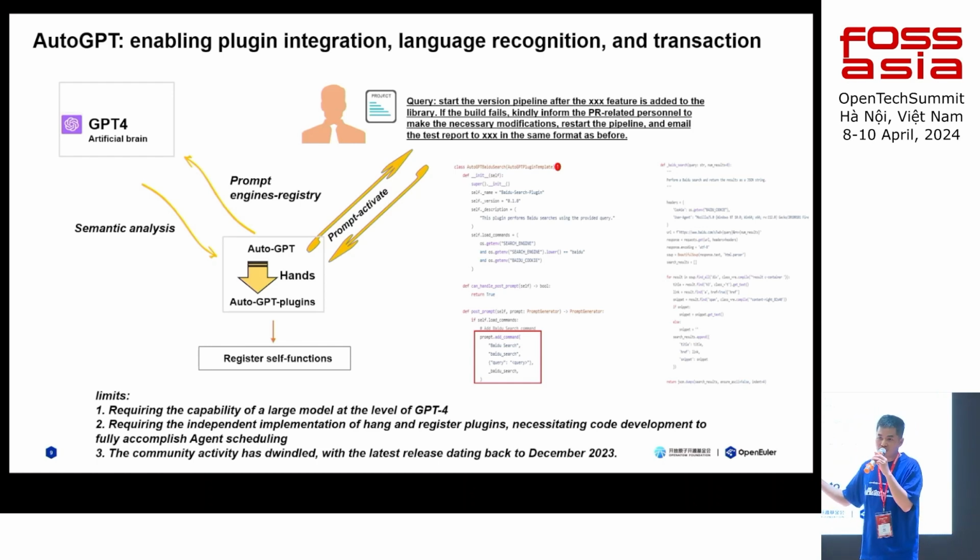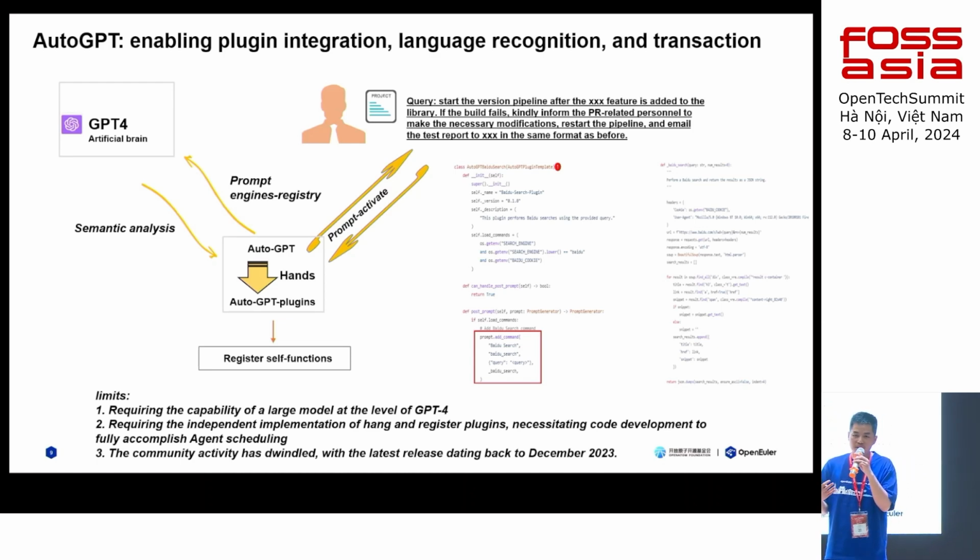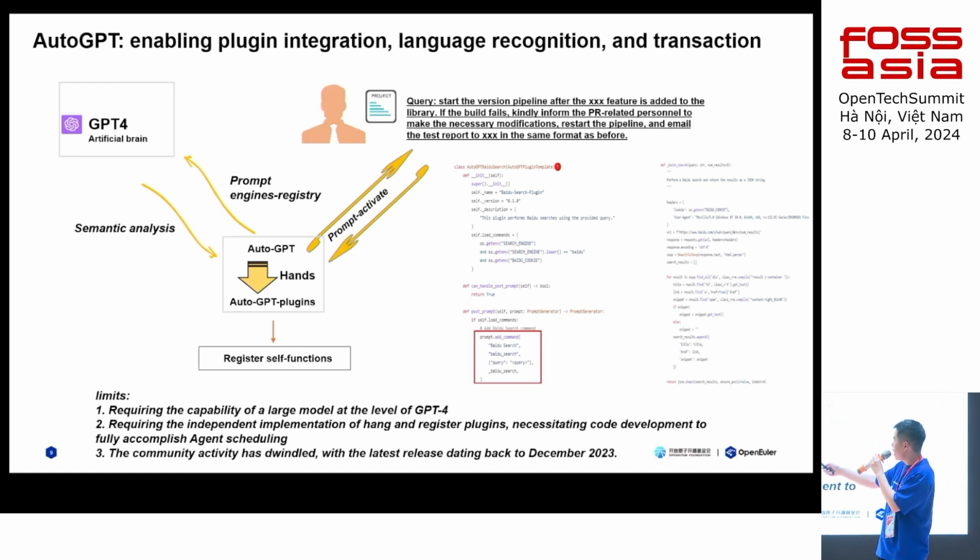As we know, AutoGPT needs the GPT-4 ability here. So maybe many of our partners do not have access to GPT-4, so maybe there is some limitation. I summarized three limits for AutoGPT. First, it requires the capability of GPT-4. And second, I list on the screen, it still requires our users to do some coding here.